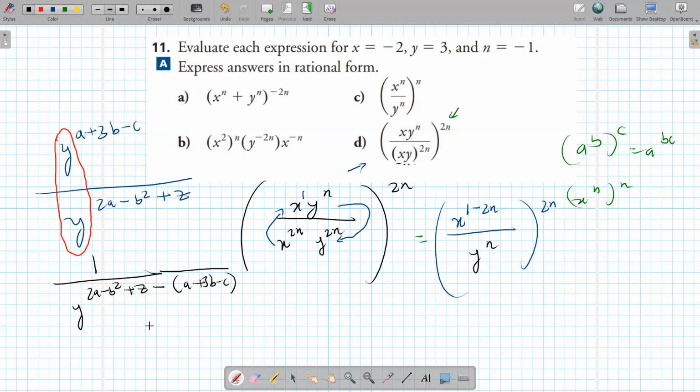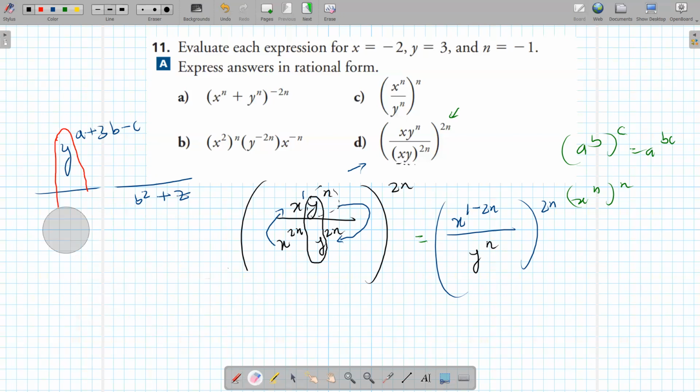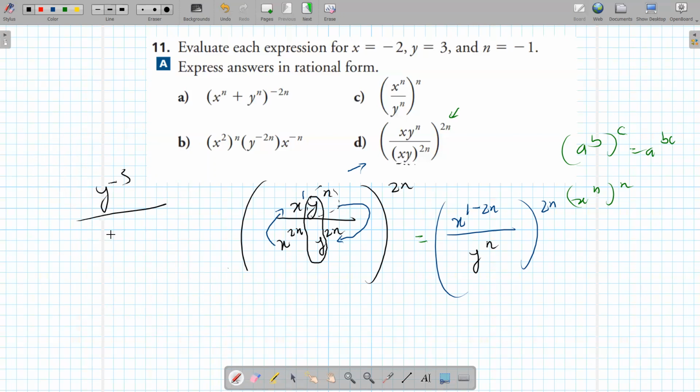Same idea that we use here. Y to the n, if you move it downstairs, because these two have the same bases, you can combine the exponents and it's gonna become a minus. Here, try this. Y to the minus 3 over y to the 3. What is this equal to?